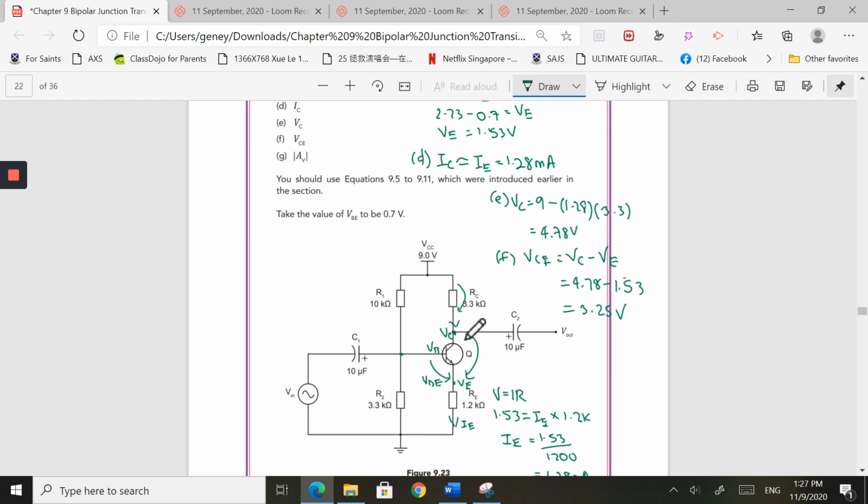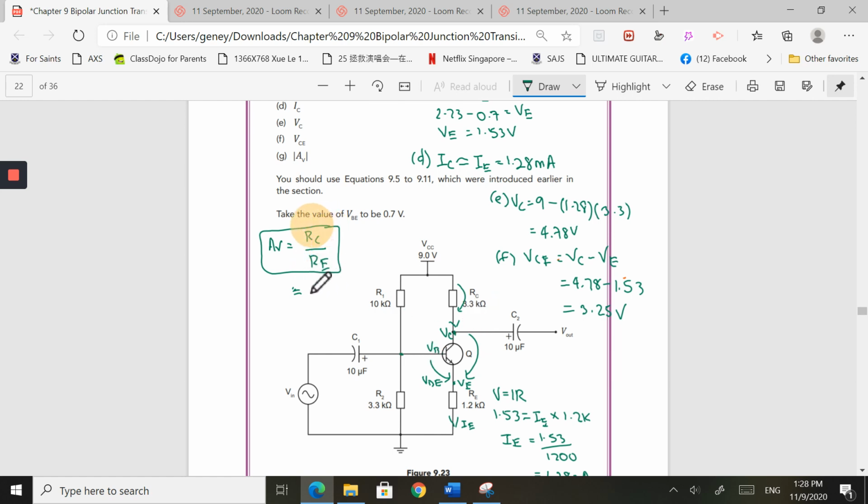Another thing that they want you to calculate is the gain. How many times will they multiply the input to give you the output? To calculate this value, AV is actually, remember this, this one you have to remember, I haven't taught you anything about this: RC over RE. So you have to remember this formula.